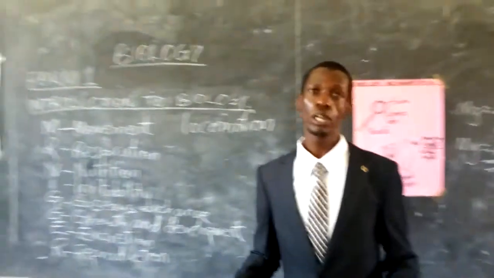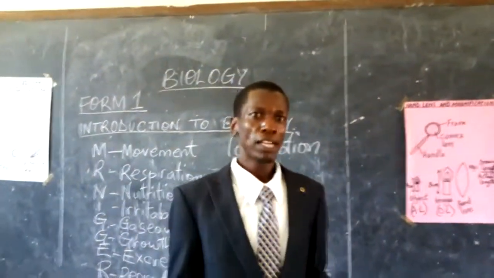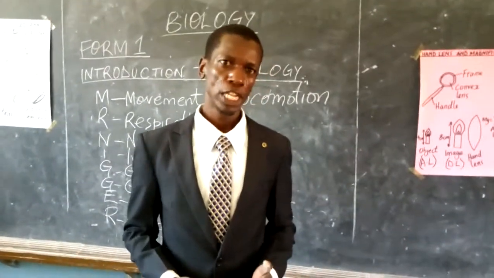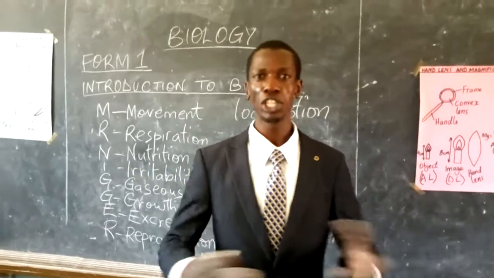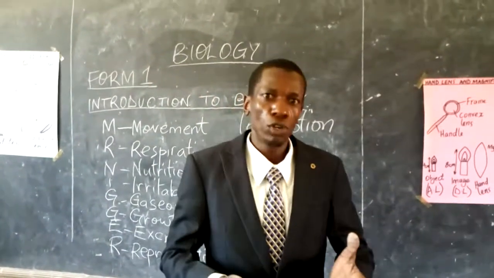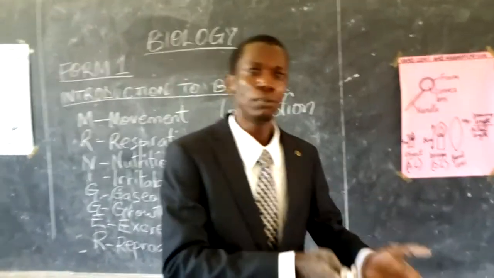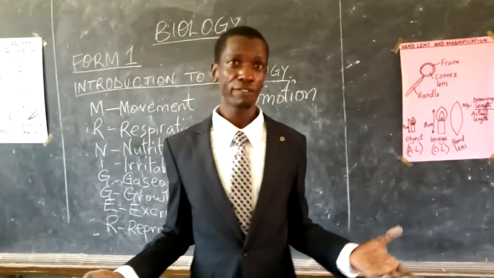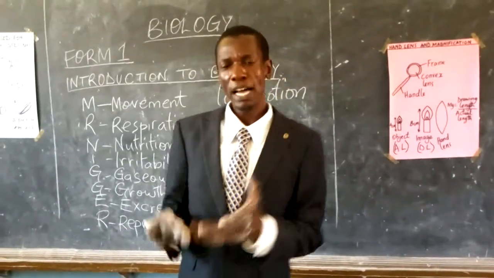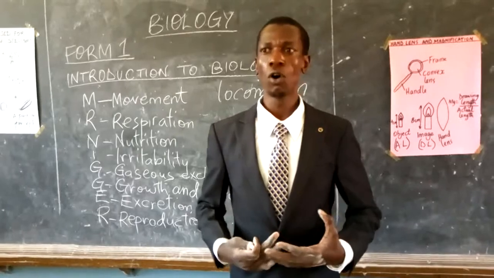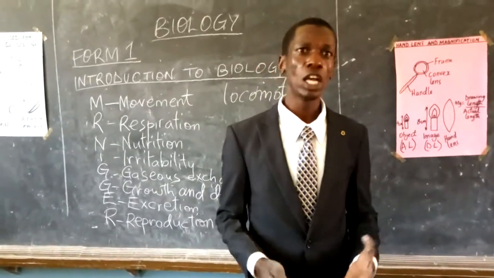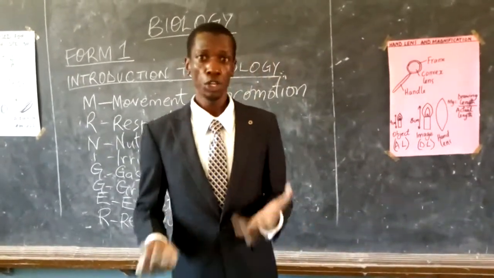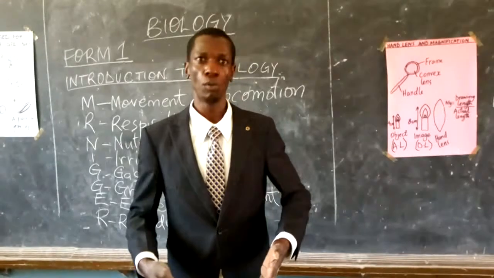I think it is clear to you that plants can move, but they cannot locomote. Since locomotion refers to the total change in position by the whole body of an organism, only animals are capable of locomoting. Therefore, the parts of the body that they use for locomoting are referred to as the locomotory structures. Human beings have the legs as their locomotory structures.